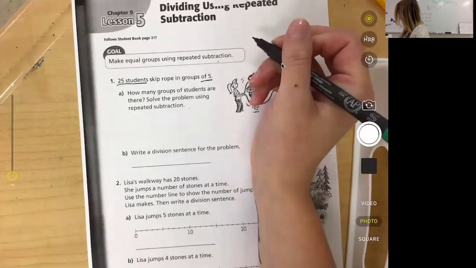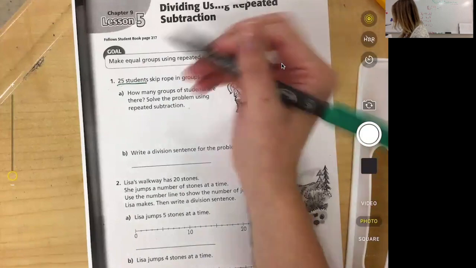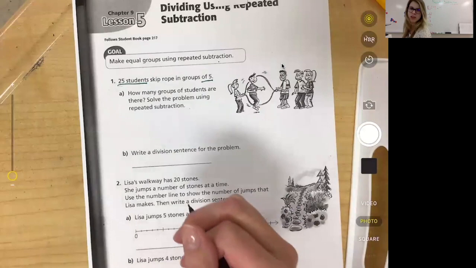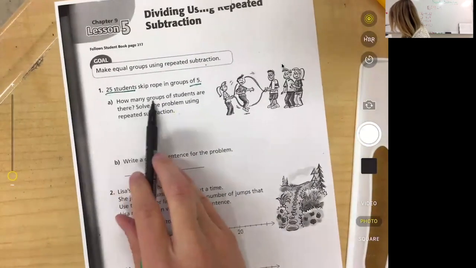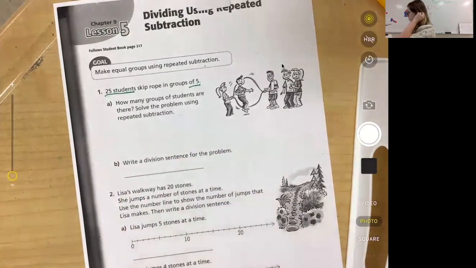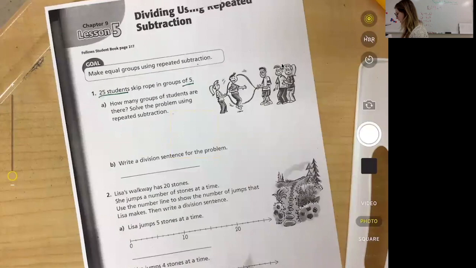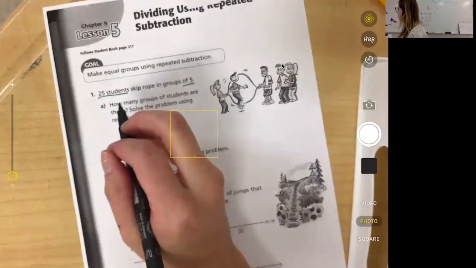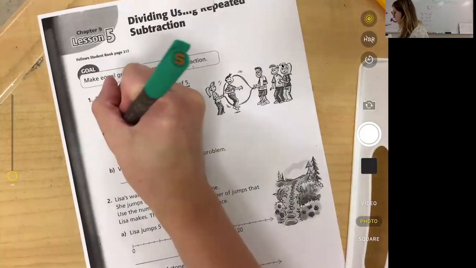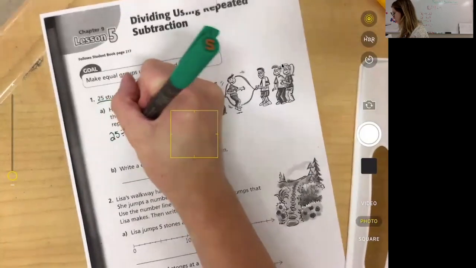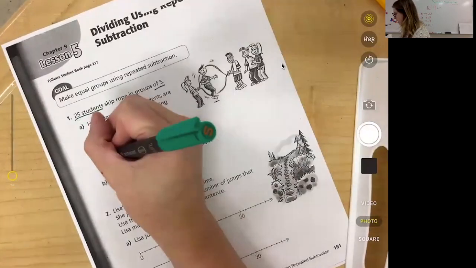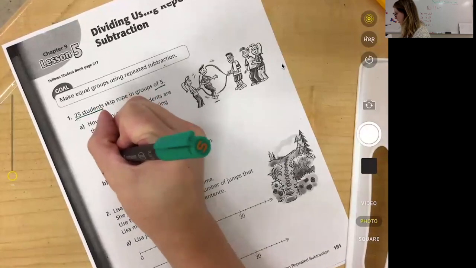So when we're going down in subtraction, we're starting at 25, and how many are we going down each time? 5. Good. So the question then asks, how many groups of students are there? Solve the problem using repeated subtraction. So we are going to use repeated subtraction, the same way I did on the 16 divided by 4. So we're going to start with, well, this is our division sentence. We know that. Let's start with that. I'm trying to find what that blank is. So we're going to start with 25, and we're going to subtract how many?